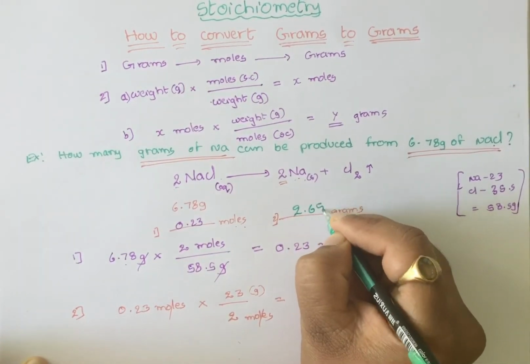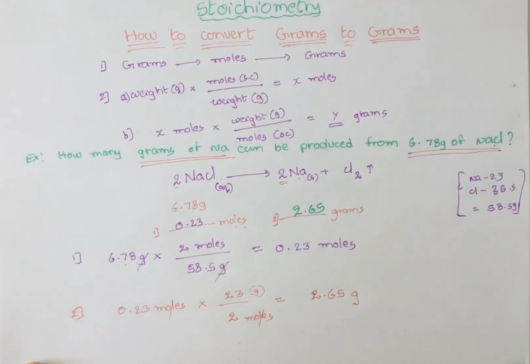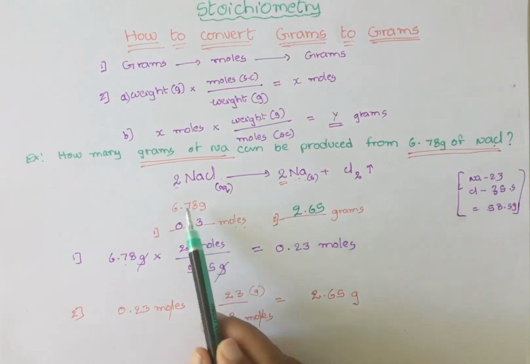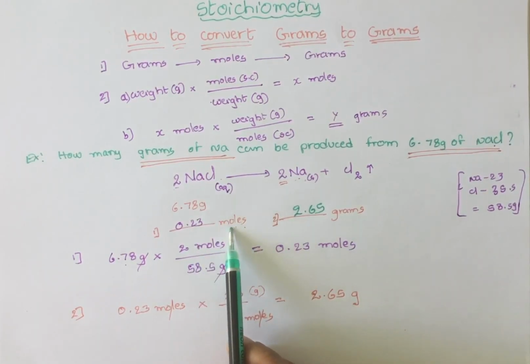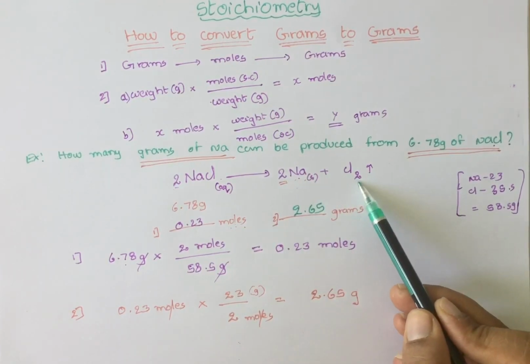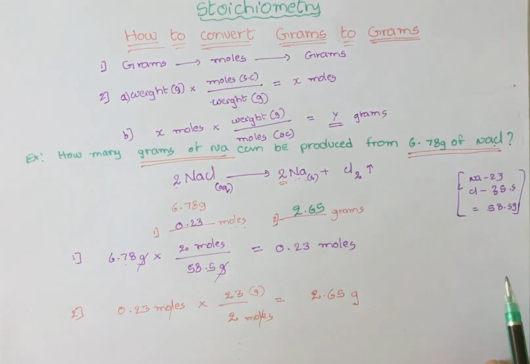The answer is 2.65 grams. So in this way, by using these two simple steps, you can convert grams of any substance to grams. If they give grams, first convert into moles. Then use these moles to find grams of sodium, as well as grams of chlorine. Any number of substances can be converted in this way.